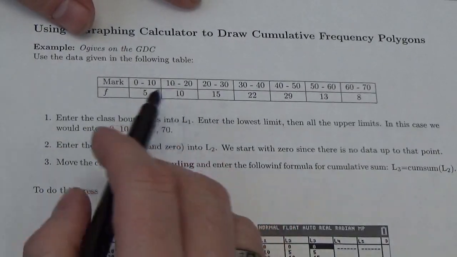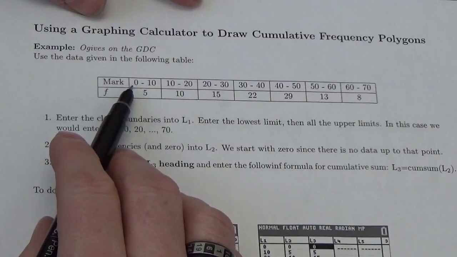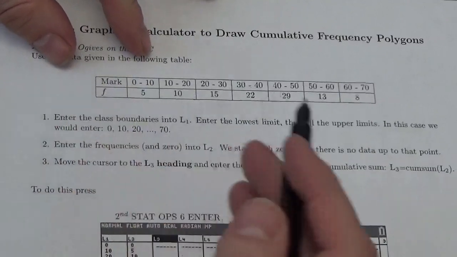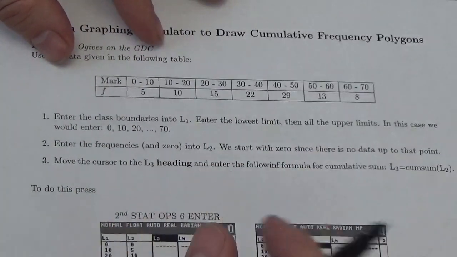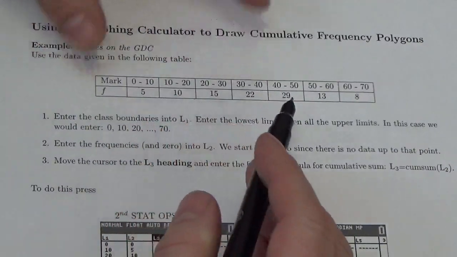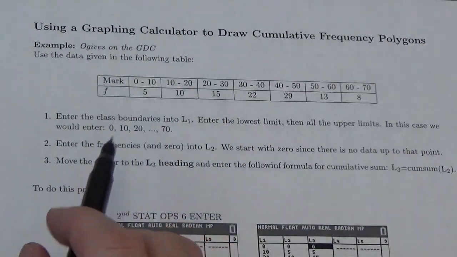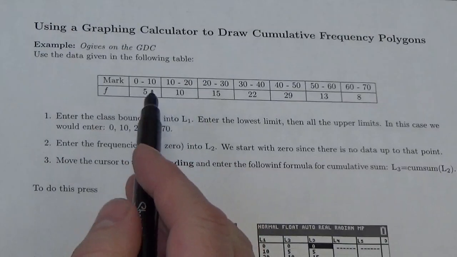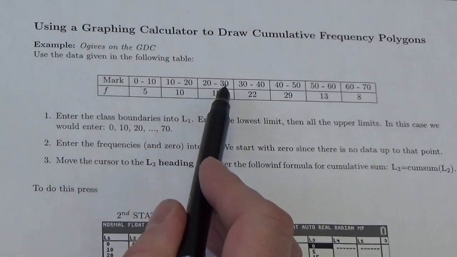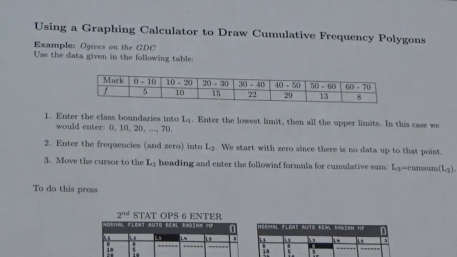Now this is what I'm going to do here. I'm going to enter 0 as the first one, even though there's nothing below 0. But that's going to give me a starting point. I'm going to have the point 0, 0 in there. Then I'm going to enter 10, 20, 30, 40, and so on. And then I'm going to associate the frequencies. So I'll associate 5 with the 10, 10 with the 20, 15 with the 30, and so on. So my frequencies are going to go into list 2.